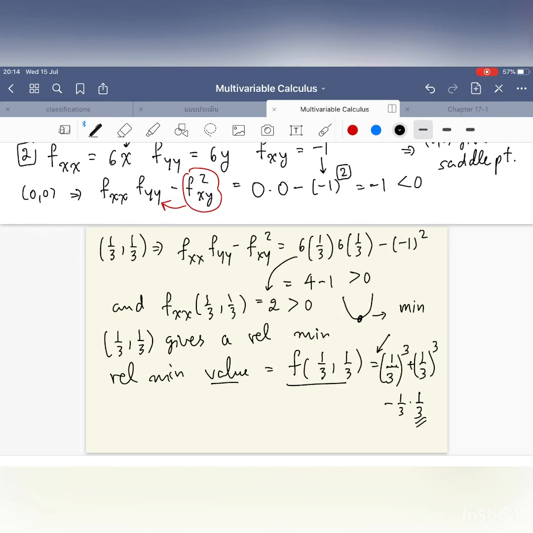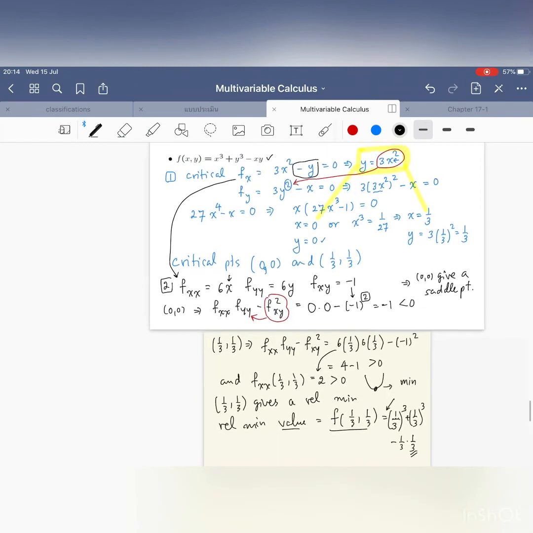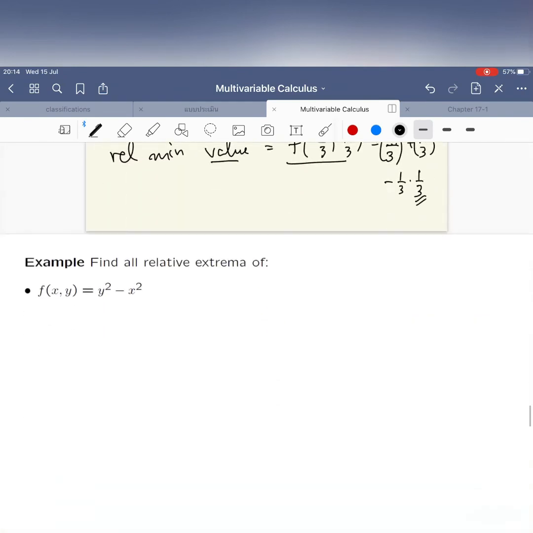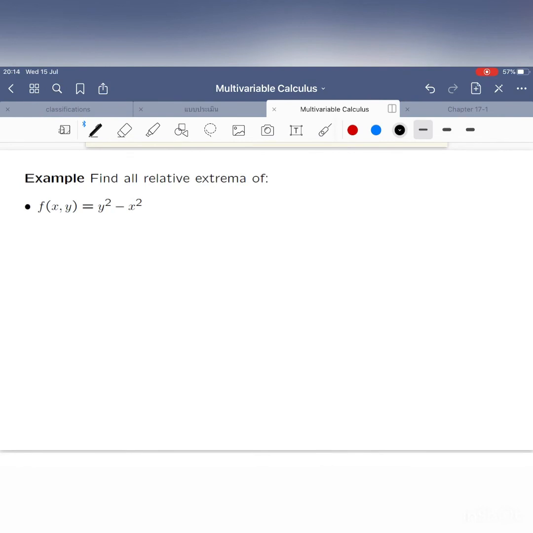Okay, so this is another example. Let's look at a further example like this. This one is actually very easy. What's your f sub x? It is negative 2x, and your f sub y is 2y, and as you make it equal to 0, then it means that your xy is of course 0, 0. This one is your critical point.